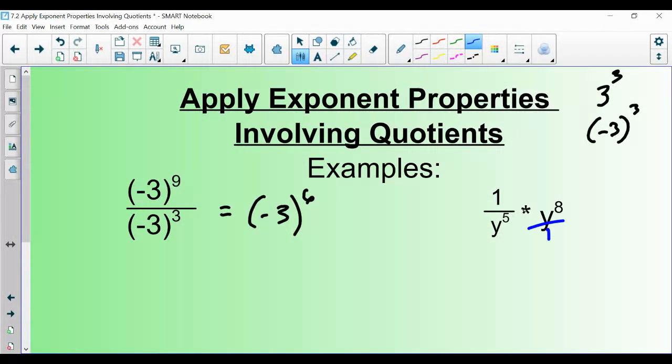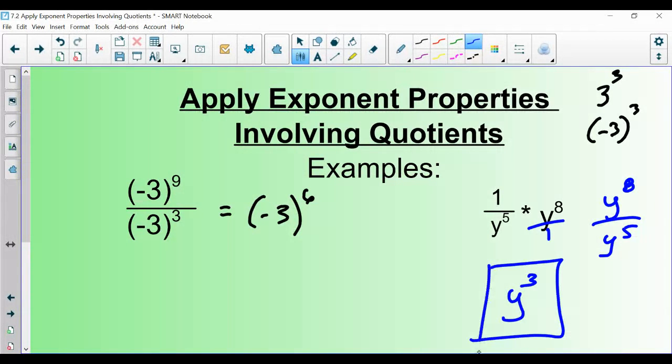So this would be 1 times y to the 8th, because that's the numerator here, right? Which would be y to the 8th. And then y to the 5th times 1 would just be y to the 5th. Subtract their exponents now. They have the same base. They're being divided, so you would subtract their exponents and get y to the 3rd.